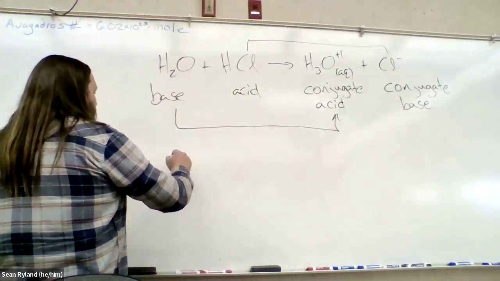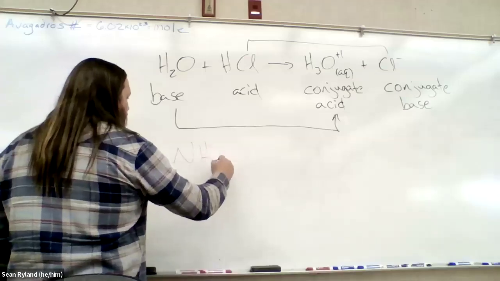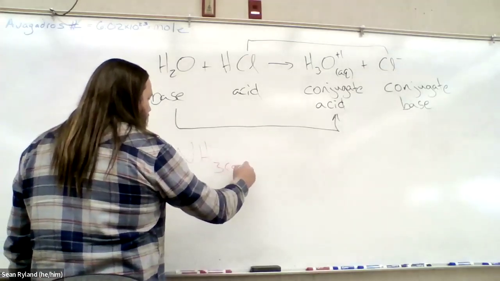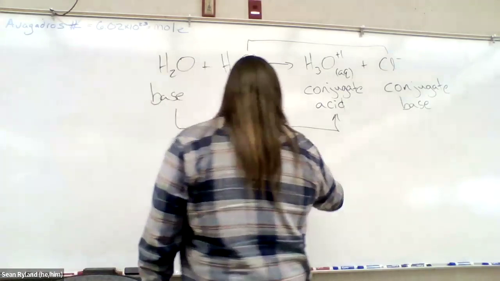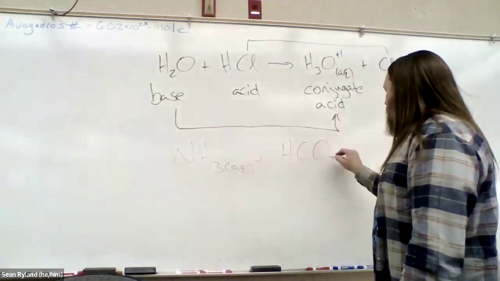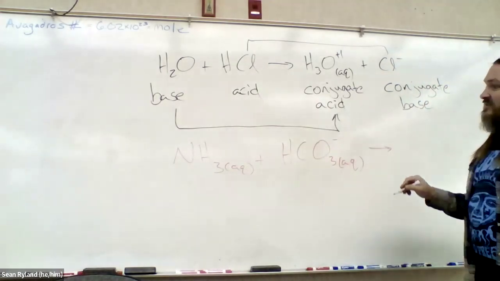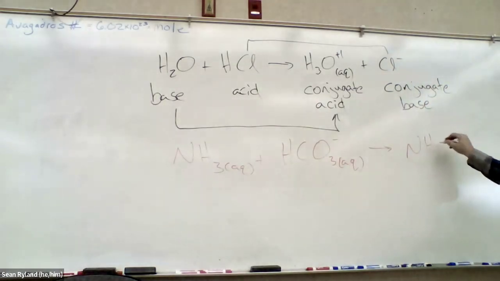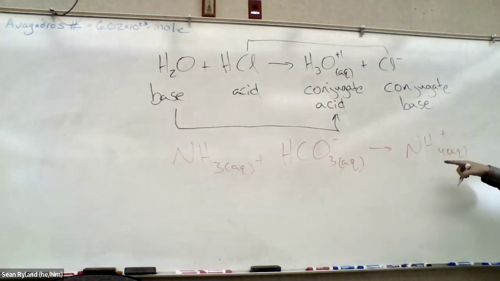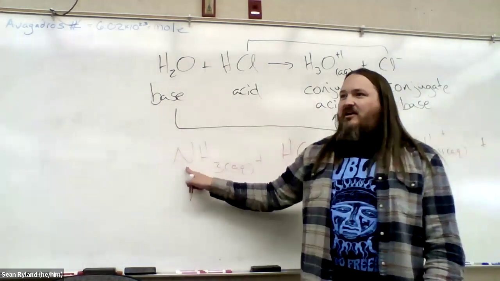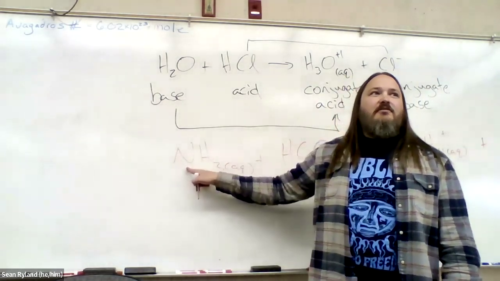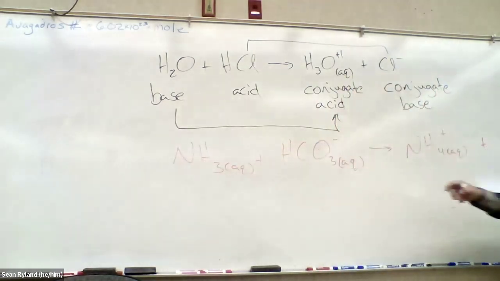So let's put another example up there. If we had ammonia plus bicarbonate, it'll react to make ammonium and what? If the ammonia gained an H plus, yeah, we get carbonate.